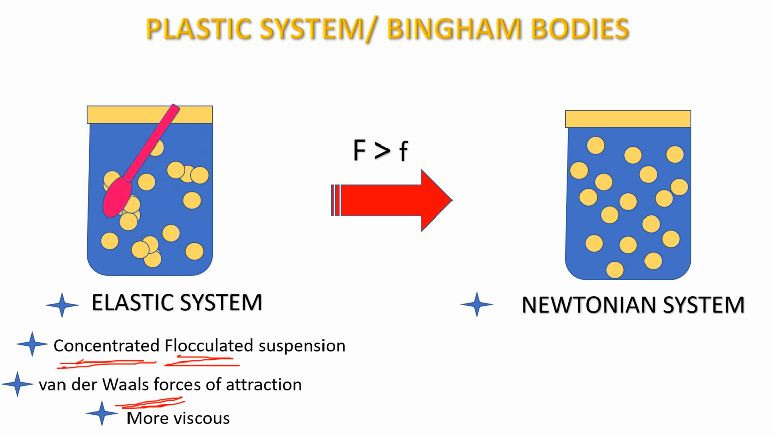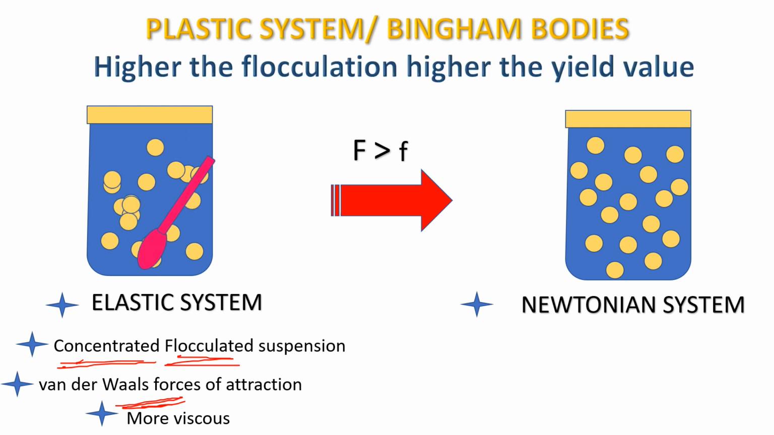This is more viscous. Am I right? This will be more viscous, right? It's flocculated, so it will be more viscous. Yes, the more the flocculation, the more the yield value. That means the more floccules there are, the more force you have to apply to break the floccules.